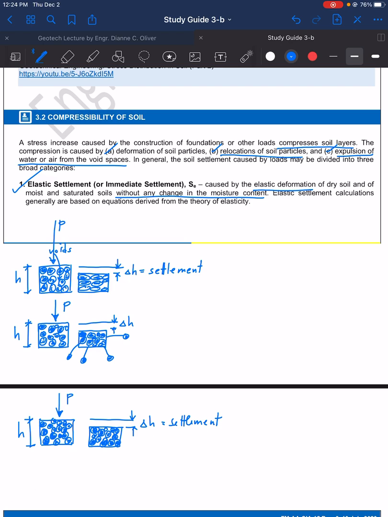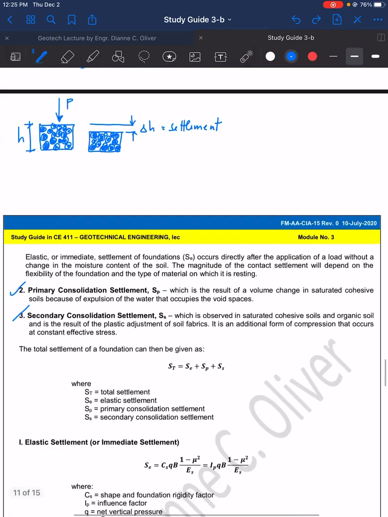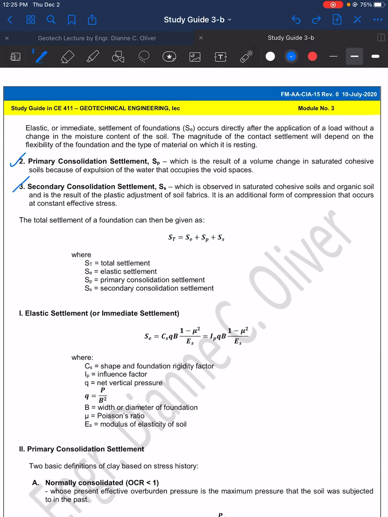What do we mean by elastic deformation? So when we say elasticity, it is the ability of a body to resist a distorting influence and to return to its original size and shape when that influence or force is removed. Okay? So meaning, it is a temporary settlement because it can go back to its original size. And it's also notable that this is the first settlement that we can observe in a soil layer because of the word immediate settlement. Okay? So this is the settlement that is noticeable in a short period of time.